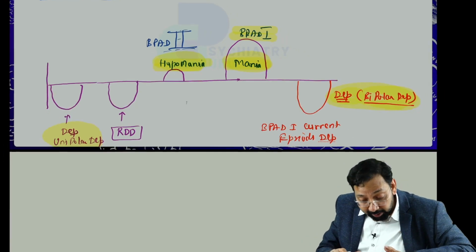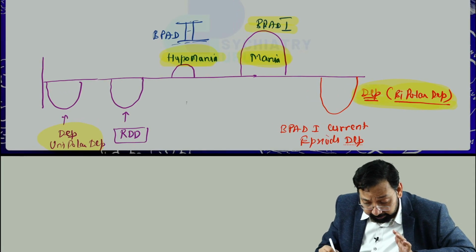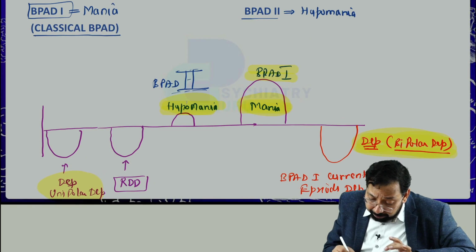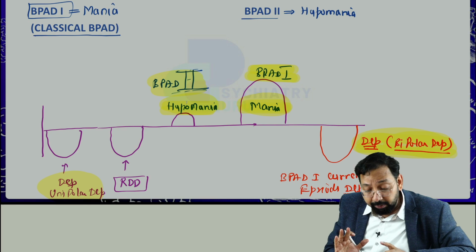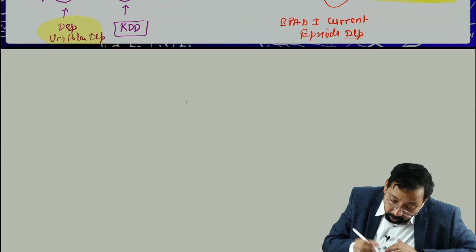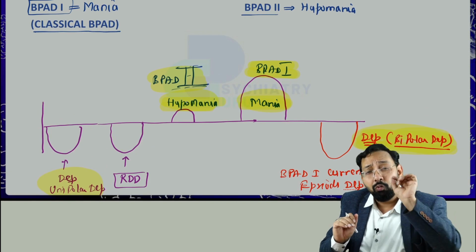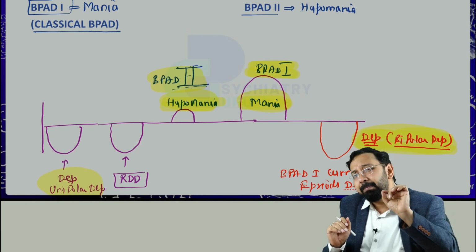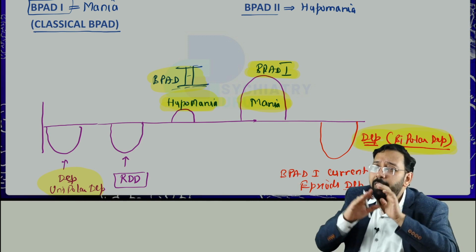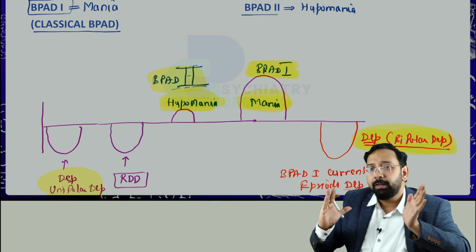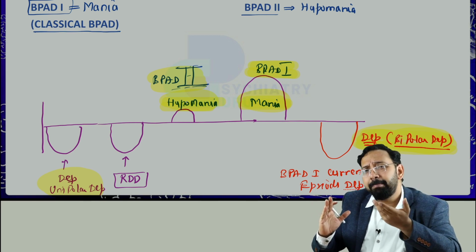Questions are asked. Let me tell you before that. This is bipolar depression. This is BPAD1, this is BPAD2, and now you know the concept. What is BPAD1, what is BPAD2? I am not concerned about the number of episodes. If one hypomania, BPAD2. If one mania, BPAD1. If multiple manic episodes, BPAD1. If multiple hypomanic episodes and one manic episode, BPAD1.